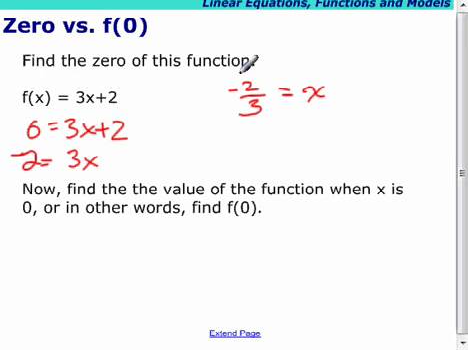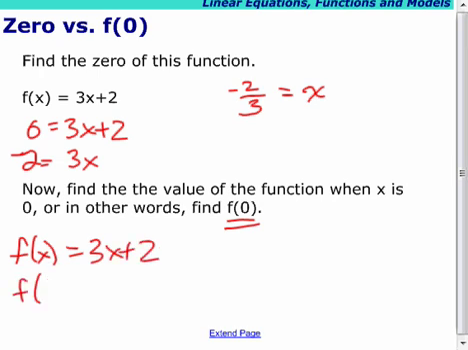This is a 0 of the function. Now for the same function, if I wanted to know what f of 0 was, then I usually write down my formula, 3x plus 2. If I want to know the value of the function when x is equal to 0, that's what this says, then I simply plug in a 0 everywhere I see an x. And so f of 0 with this linear function here would be equal to 2.